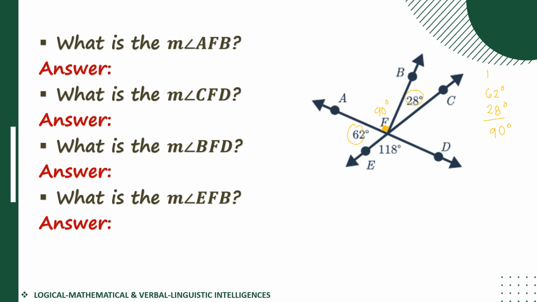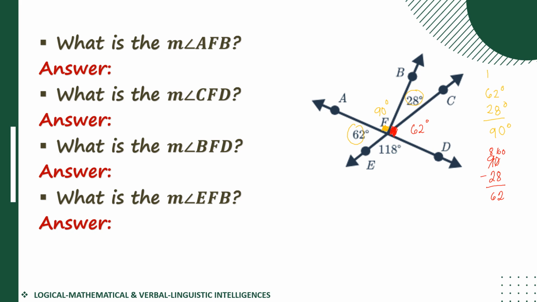If angle AFB is 90 degrees, definitely, since we do have a straight line AD, we can also conclude that BFD is also 90 degrees. Since angle BFC is already 28 degrees, I would have 90 degrees minus 28 degrees. 10 minus 8, it's 2. This one is 8, 8 minus 2 is 6. So that means this is 62 degrees as well.